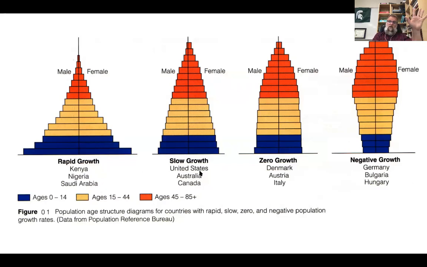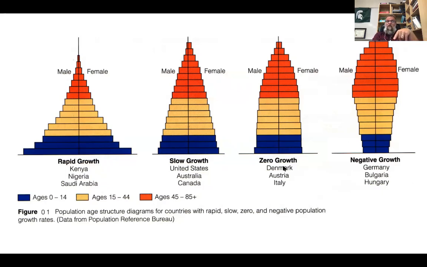Slow growth, that's really where the US is, Australia is, Canada is. You can see it's starting to become a little bit more boxy, less of a pyramid. As it's becoming a little bit more boxy, the birth rate's not nearly as big as it is over here. Life expectancy is a little bit better. These are countries that are going through the demographic transition. They're going from phase 2 to phase 3.